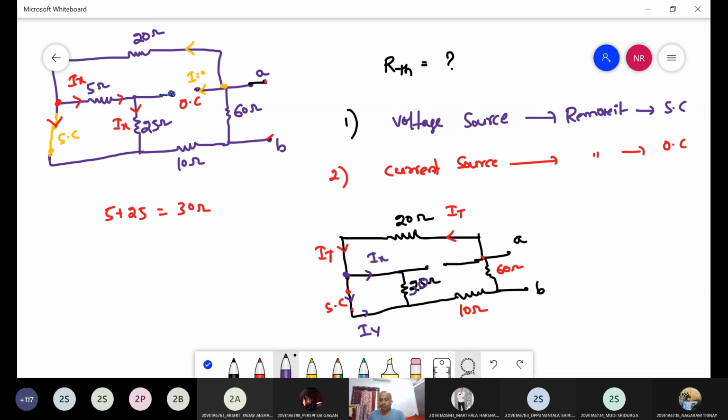Zero, sir. Guys, sir, Ix value is I total times the resistor present in the different branch, but there is no resistor, since it's zero, so Ix is zero. Why is it zero? Why will the current go in the path where a resistor is there when it has a free path?